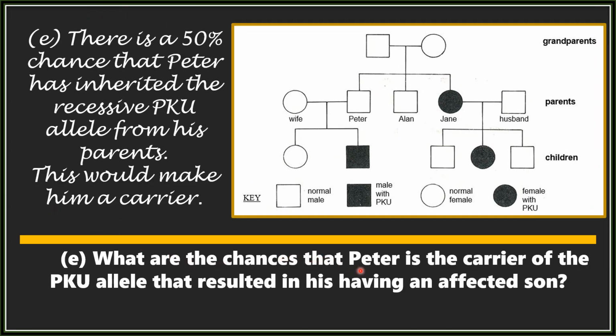What are the chances that Peter is the carrier of the PKU allele that resulted in his having an affected son? There is a 50% chance that Peter has inherited the recessive PKU allele from his parents. This would make him a carrier.